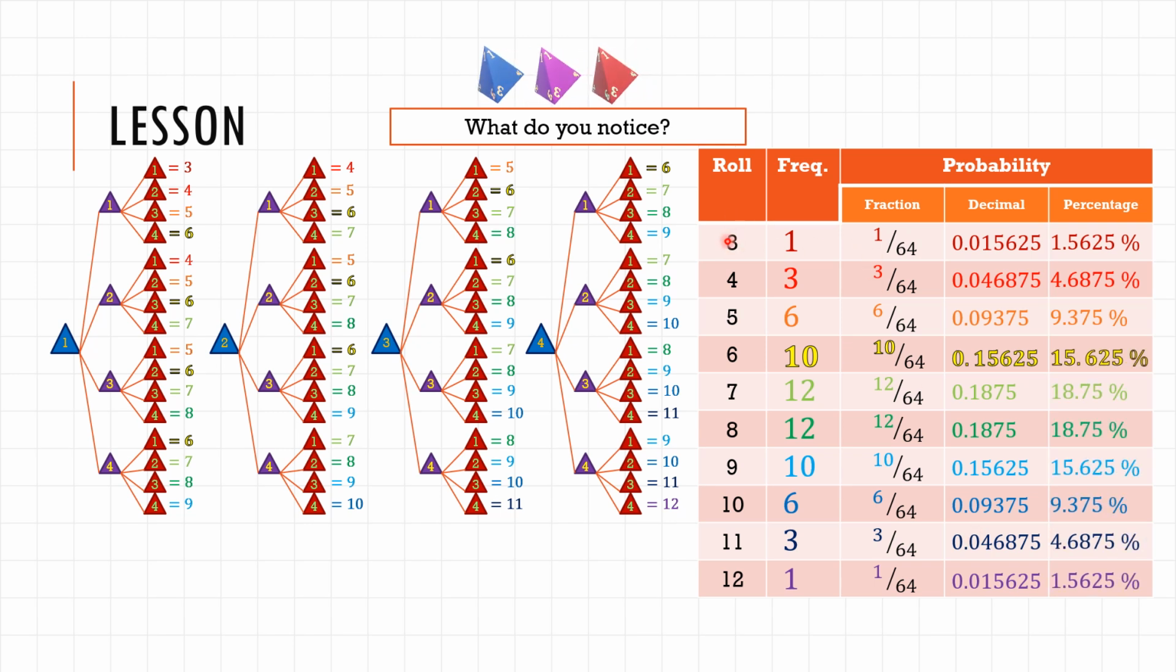That's the lowest. A 3 and a 12 are the most rare. There's only a 1.5% chance, approximately, to roll those numbers. There is an 18.75, almost 19% chance that we roll a 7 or an 8. Those numbers are way more likely to roll.